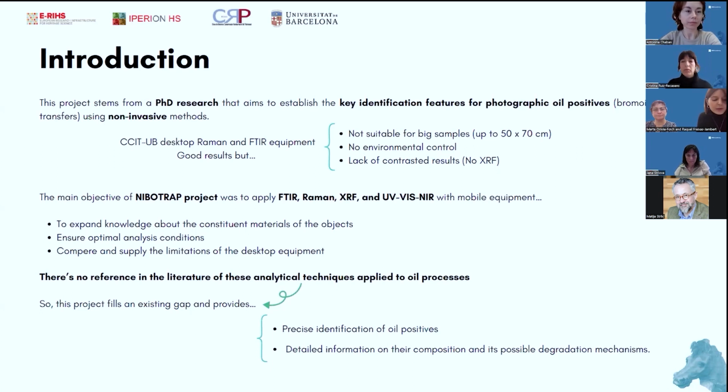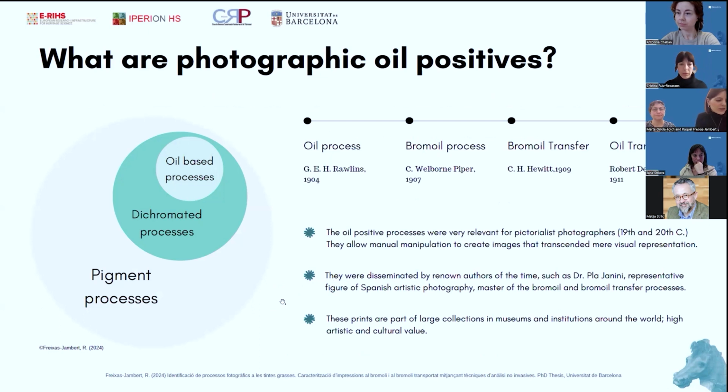Now, we will develop the details of the project, but first of all, let me briefly introduce what oil photographs are. So, these types of photographs are created by what are known as oil pigment processes, which, as the name itself suggests, contain greasy inks to create the image.